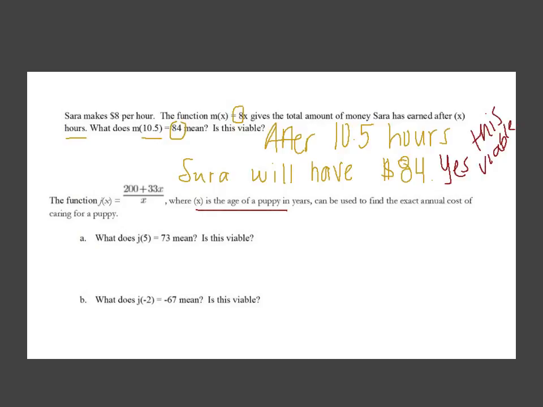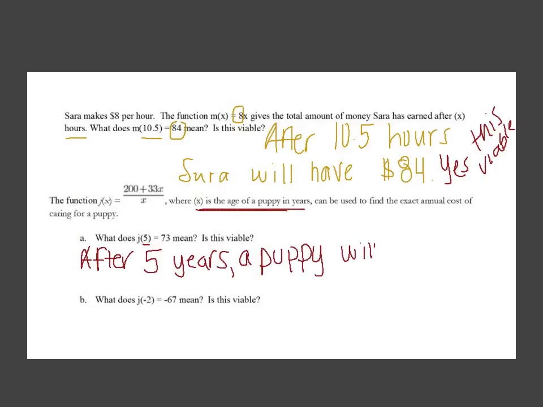Well, again, we know that this 5 coming in is the years. So I'm going to write, after my input, which is 5 years, we're talking about a puppy, will cost my output, which is $74 or $73. I ask myself, is this viable? Can I have $73? Yes. So I would write, yes, this is viable.